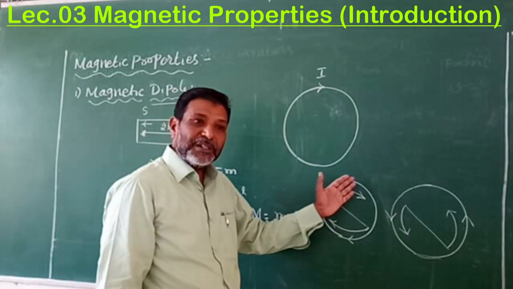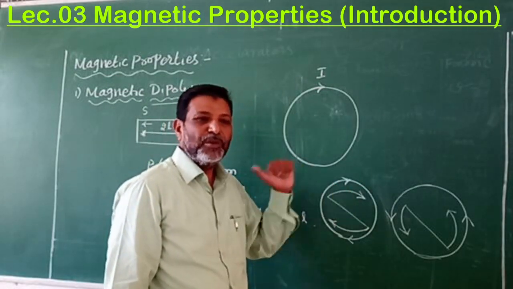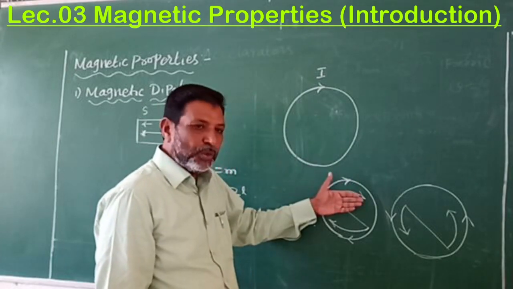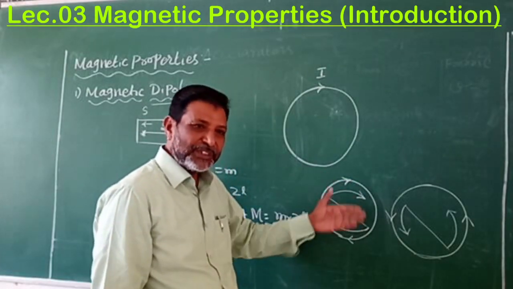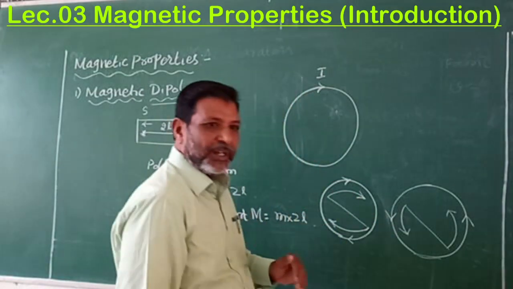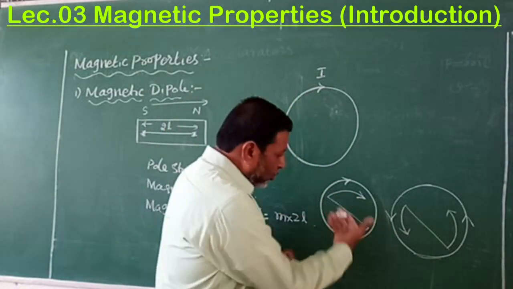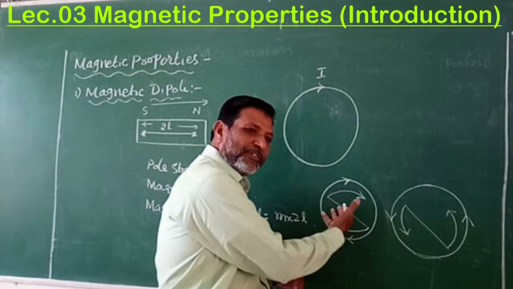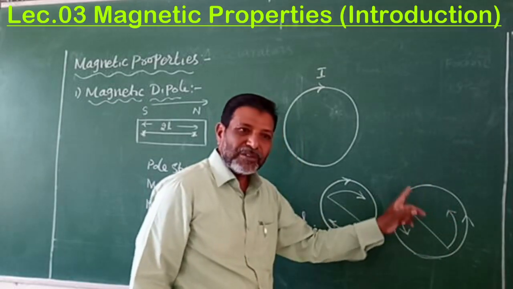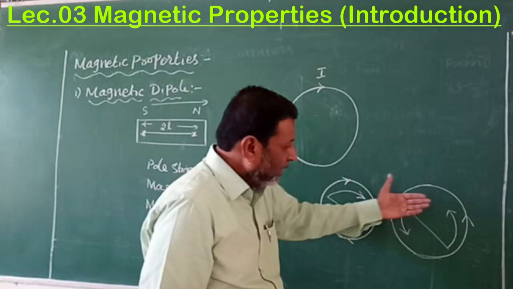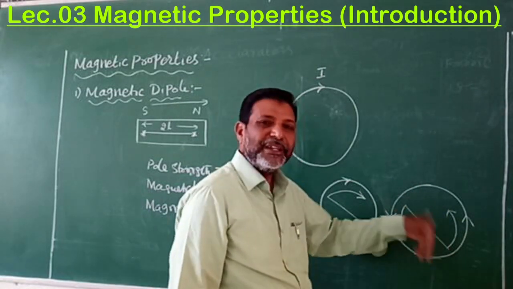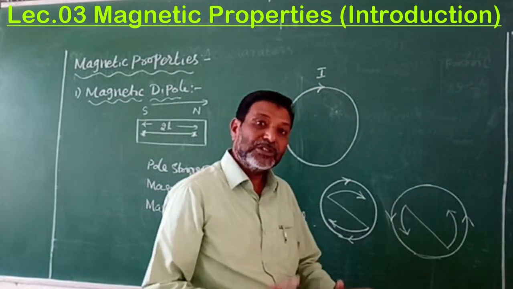It depends upon the direction of the current in the circular loop. If it is clockwise, the face of the loop towards the observer, when you look at it from here, is the south pole, and the opposite face acts like a north pole. If the current is in anti-clockwise direction, then the face of the loop towards the observer acts like a north pole and its opposite face will act like a south pole.